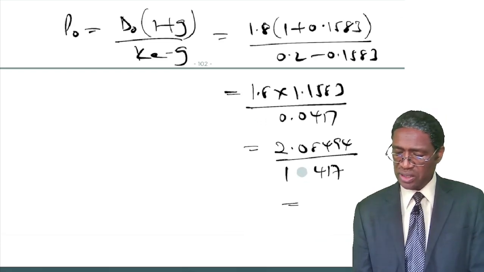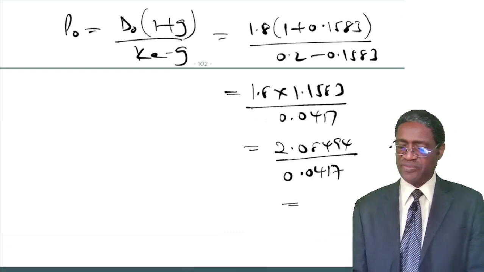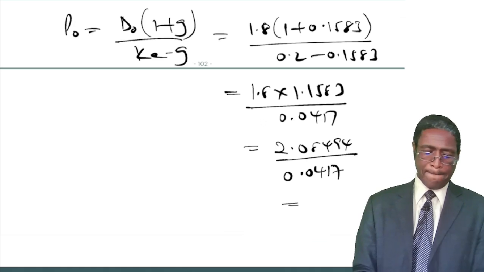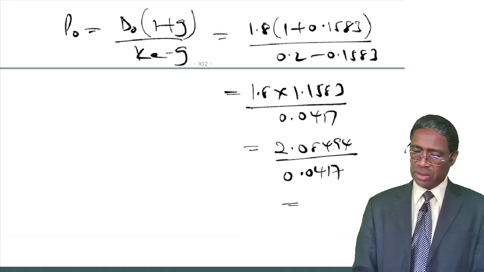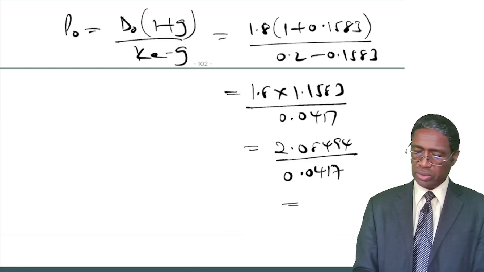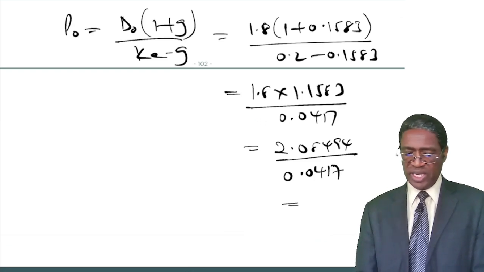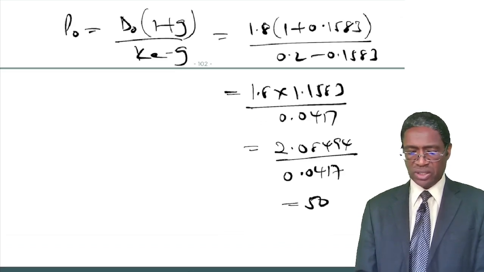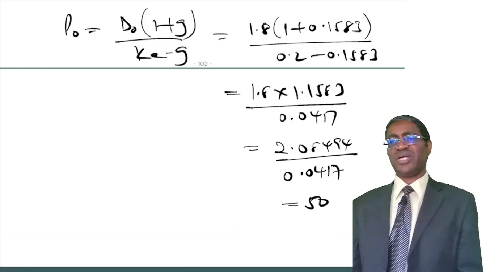Let me redo this. This should be 0.0417. The numerator is, I think, okay. The denominator was the one which was a problem. So let me now take the numerator, 2.08494. I divide that by 0.0417. I'm getting 49.99. So let's make it 50. That is to the nearest whole number, 50. Now that is the price.